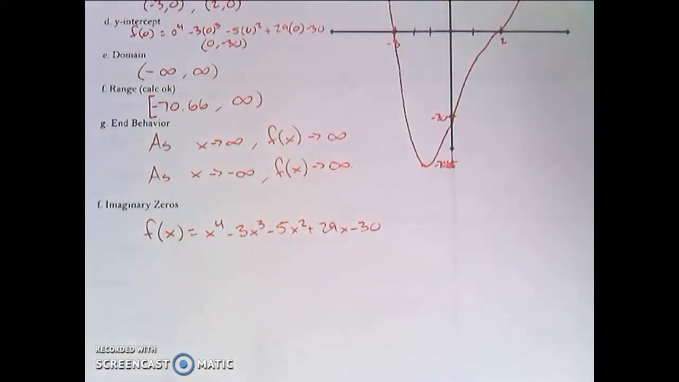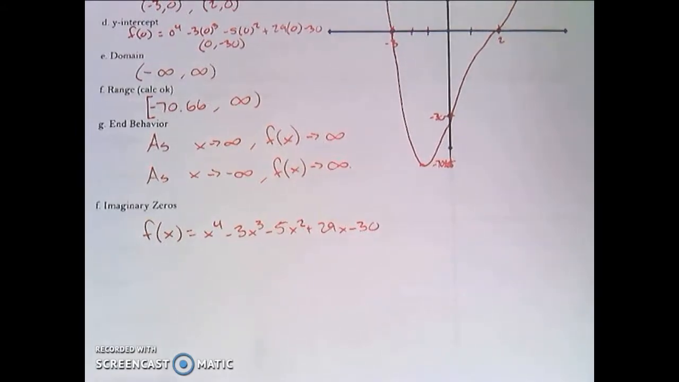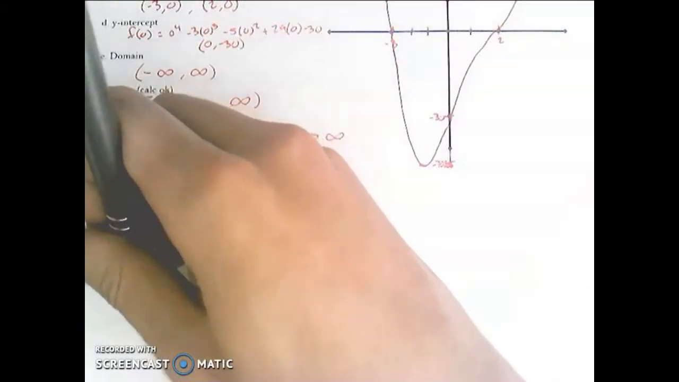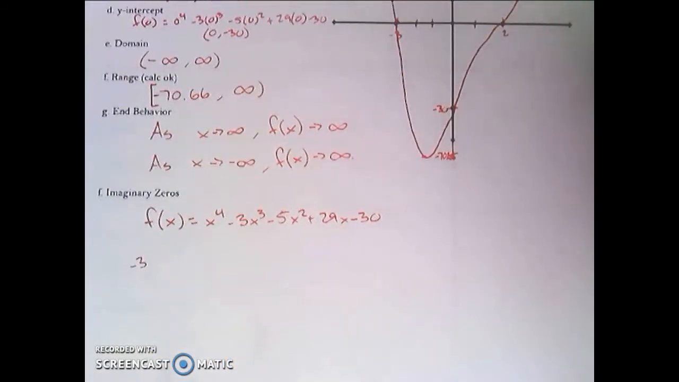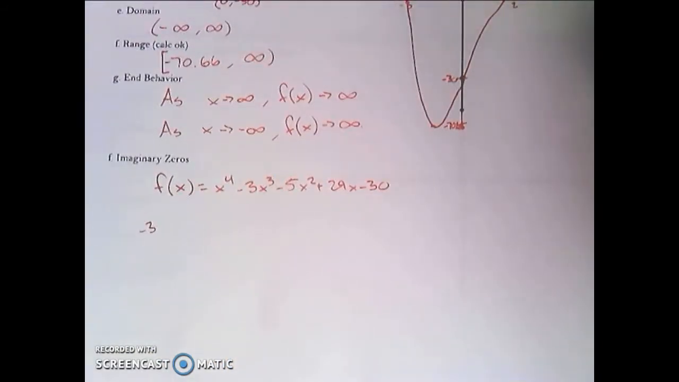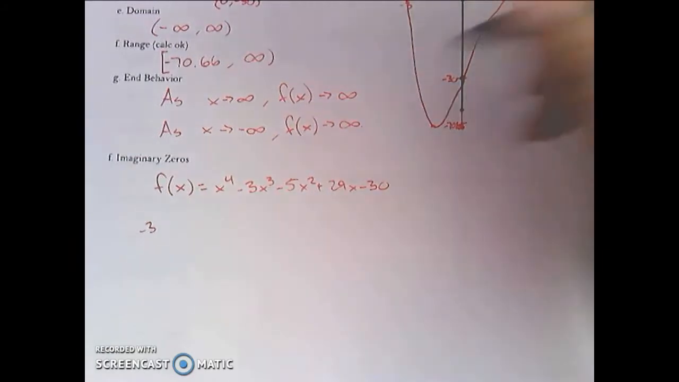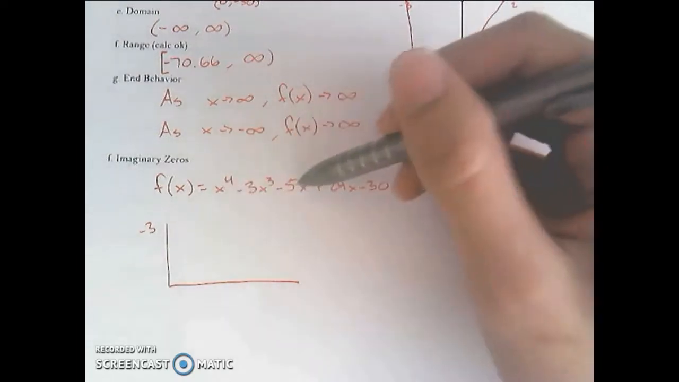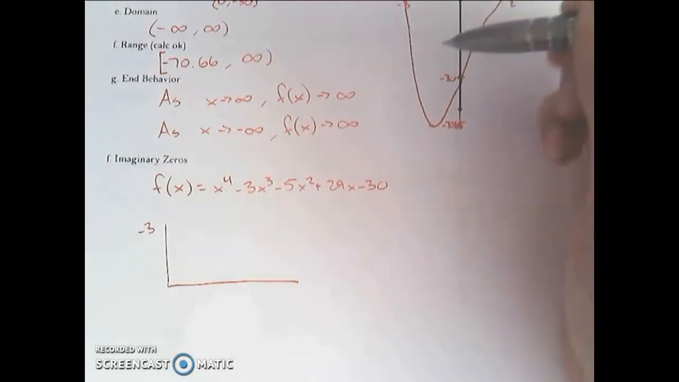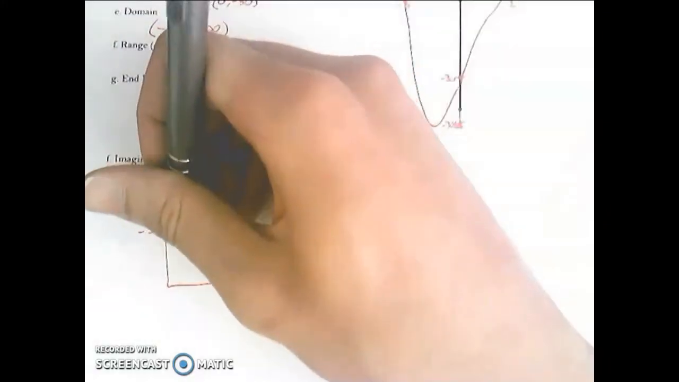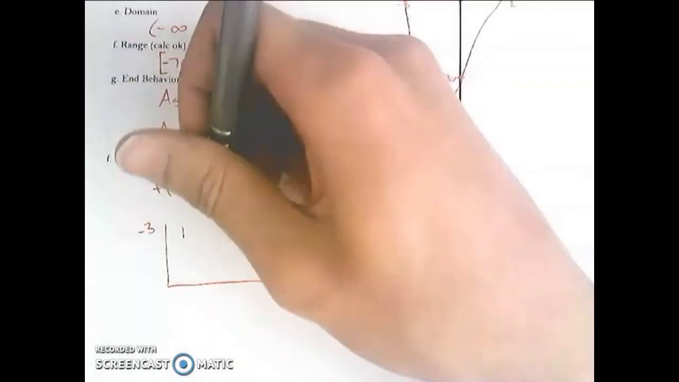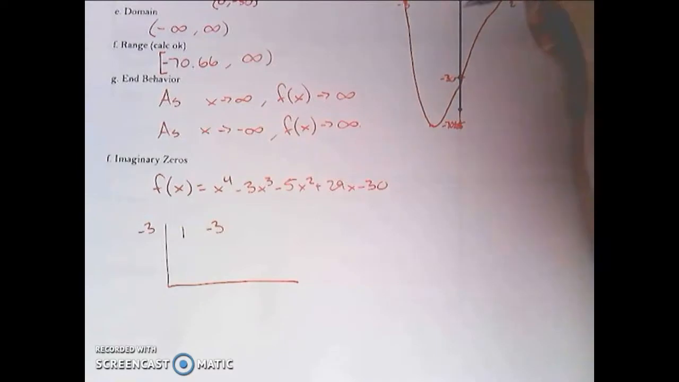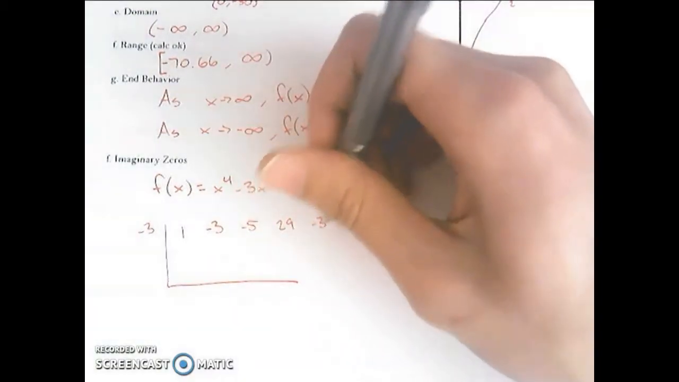We already know that we have a 0 at x equals negative 3. So using what we learned in Algebra 2, let's use synthetic division to factor out that factor x plus 3. So using synthetic division, again, we write the coefficients of each of the terms in descending order. So for the x to the fourth term, our coefficient's 1. X cubed, our coefficient's negative 3. X squared term, our coefficient's negative 5. Our x term, our coefficient's 29. And our constant is negative 30.